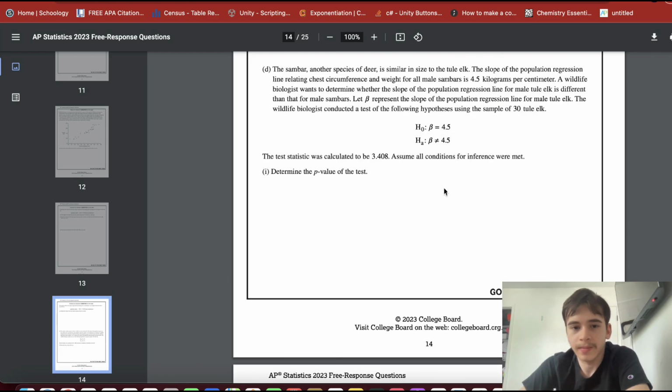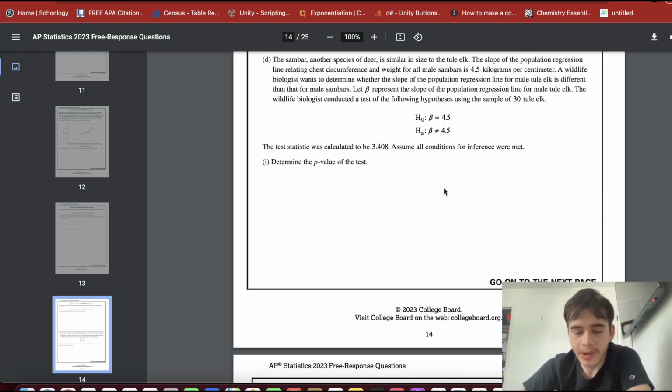Something along those lines. Okay, now we're getting into a little bit of chapter 12 material here, because we're testing for slope. A bunch of words. I ain't reading all that. Test statistic was calculated to be 3.408. Assume all conditions for inference are met. That's good, because the conditions are ridiculously long. Determine the p-value of that test.